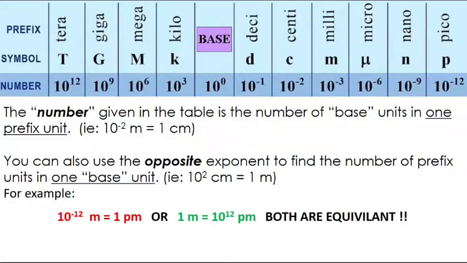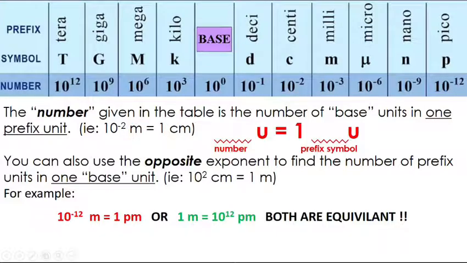So let's get into how we will use those prefixes. Right underneath that prefix name, or the word prefix, is the symbol that goes along with it. And then there's that number, and that's the number of base units in one of those prefix units. So if you look at centi as an example, it says 10 to the negative 2. There's 10 to the negative 2 meters in 1 centimeter.